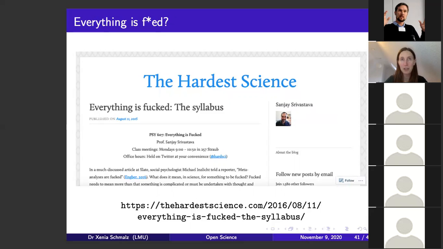So I personally started doing my PhD in 2011. And the whole replication crisis and awareness only just really started to emerge at that time. So a lot of things have already changed. A lot of things are improving. People are becoming more and more aware of the issues and also thinking about solutions.